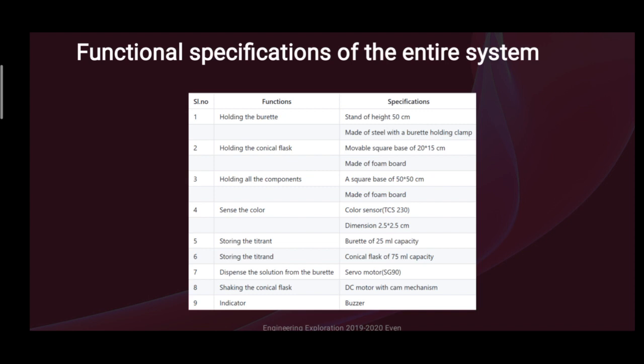And after that, for dispensing the solution from the burette, we are using servo motor of SG90. And after that, for shaking the conical flask, we are using DC motor with a cam mechanism. After that, last but not least, for indicator, we are using buzzer with a sound type continuous beep.